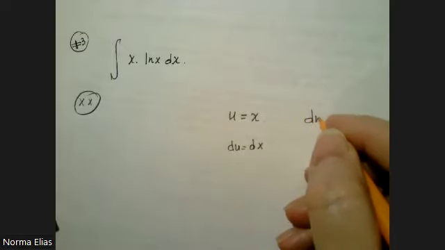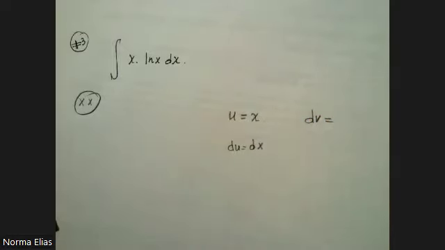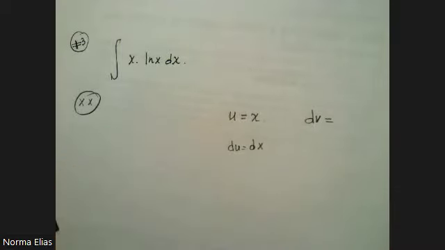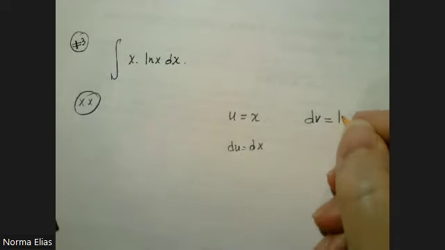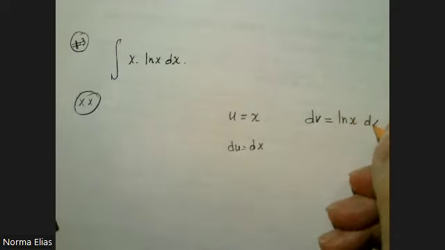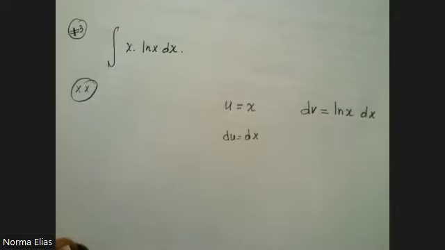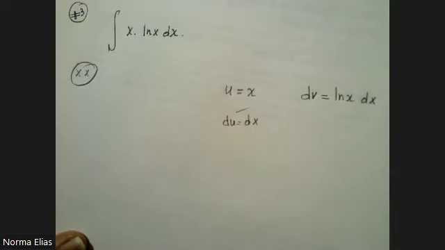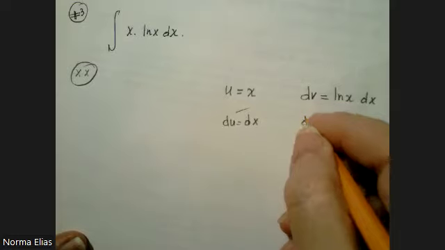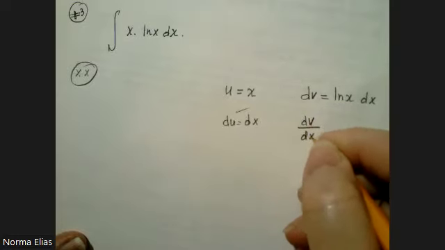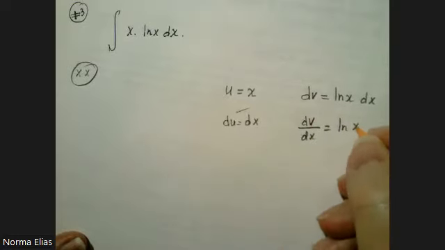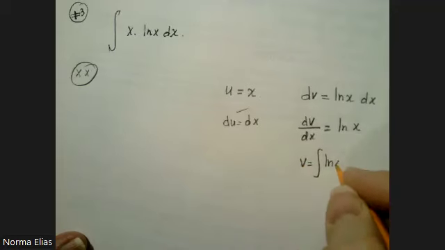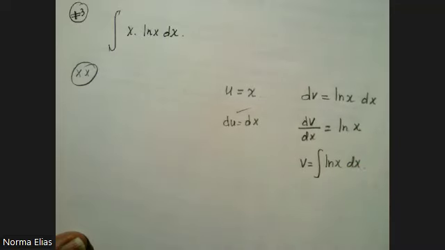What's going to be my dv? Remember what I said, I was very clear. Once you pick your u, leftover has to be your dv. So what's gonna be the dv? The ln of x dx. Am I right? So du is easy, that's derivative. As I said several times, everybody can learn how to differentiate. So now it means here dv dx is ln of x. So what's gonna be the v? It's the antiderivative of the ln of x dx.